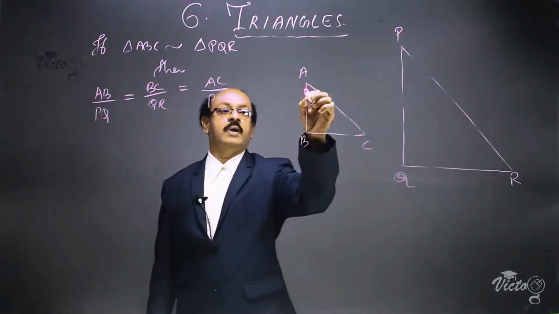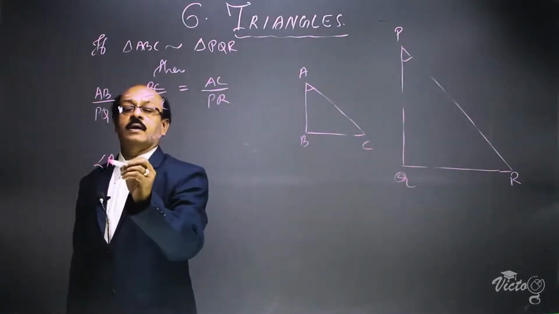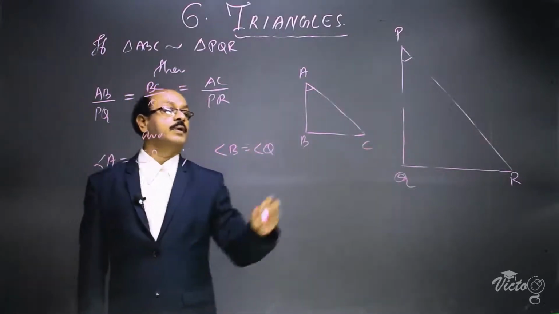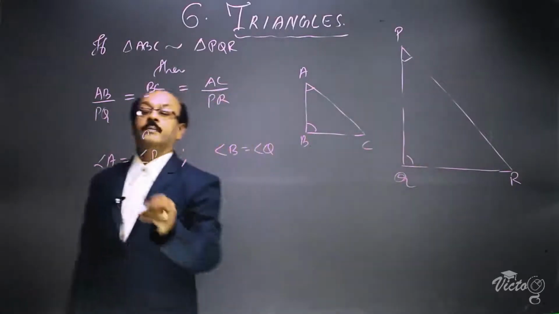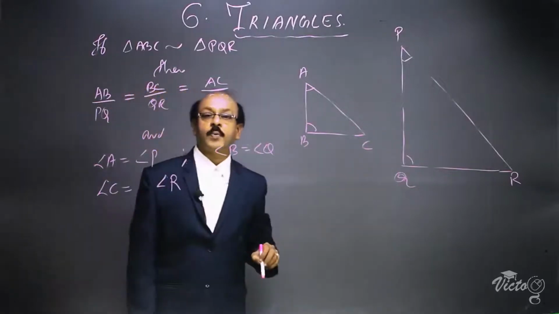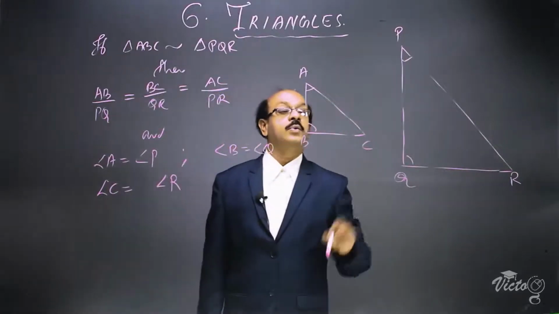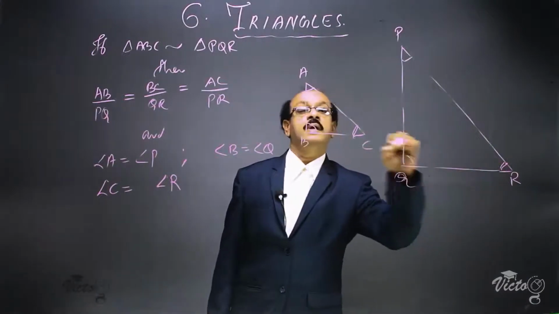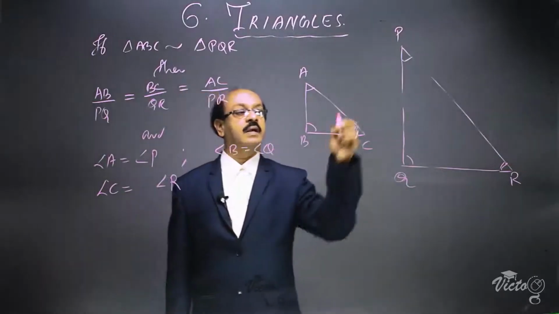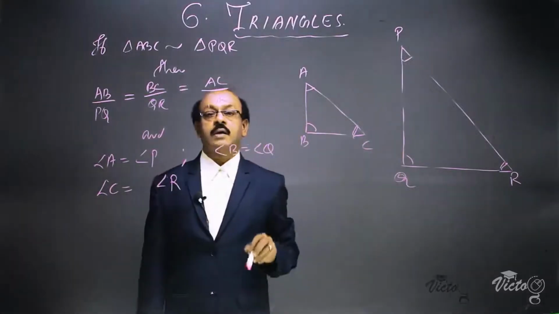Measure of angle A will be equal to measure of angle P, measure of angle B will be equal to measure of angle Q, and measure of angle C will be equal to measure of angle R. These are the important properties of similar triangles. If angle A equals angle P, angle B equals angle Q, and angle C equals angle R, then the triangles are similar and the ratios of the corresponding sides are also equal. That means AB divided by PQ, BC divided by QR, and AC divided by PR, these three ratios are equal.